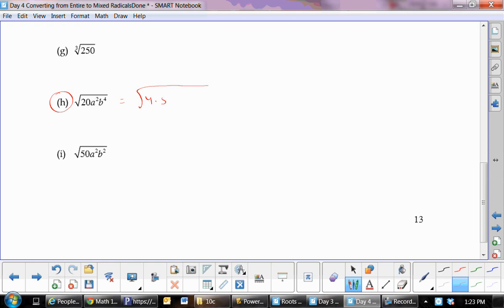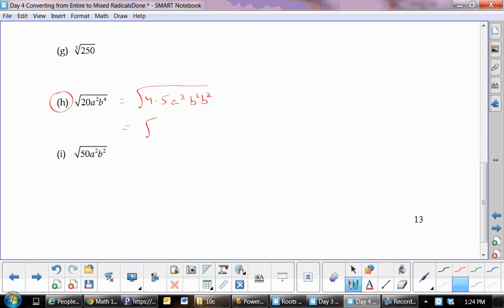4 times 5. See, that's still 20. I haven't changed it. Now, then we have an a squared, and then we have a b to the 4. Now, since we're squaring, make it b to the 2 times b to the 2, because that is b to the 4. Now, why did I do that? I'll show you in a second.